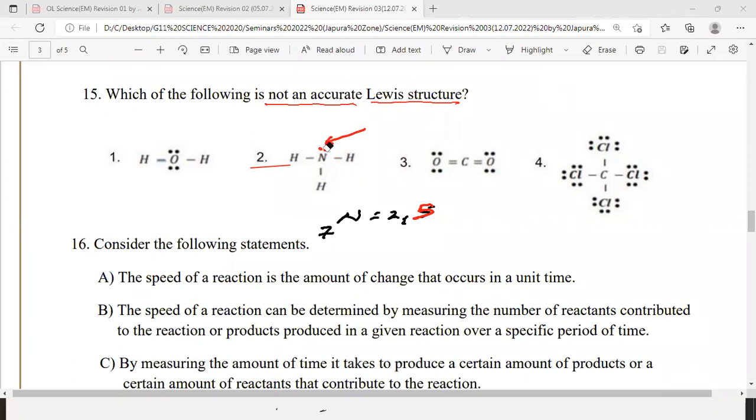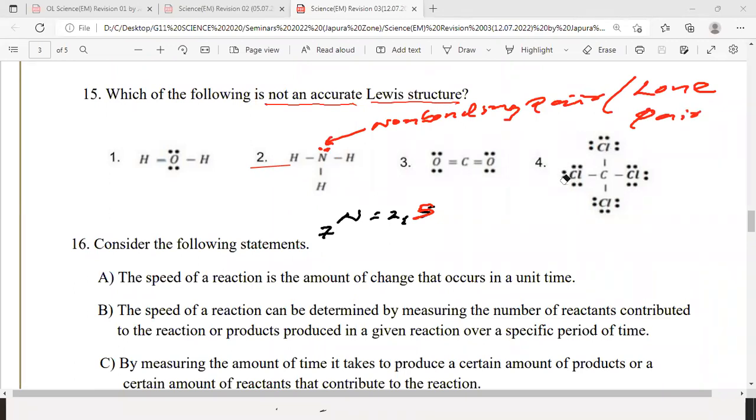If you put an arrow, this is the correct Lewis structure. This is called non-bonding pair or lone pair. Non-bonding pair is also known as lone pair. What do the two terms lone pair and non-bonding pair mean? They have not participated in the bond formation.